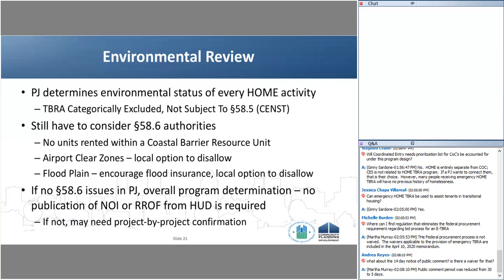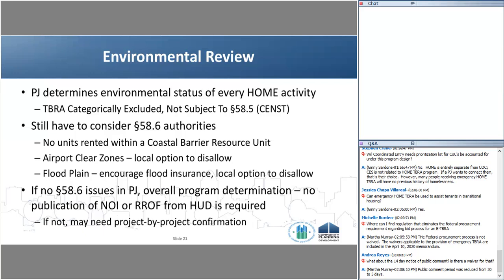Each PJ is responsible for evaluating its planned activities, determining what level of environmental review is required, and then taking the steps to complete the required review, whether that's as simple as recording a determination that an activity is exempt, or having to do a full-blown environmental impact statement.